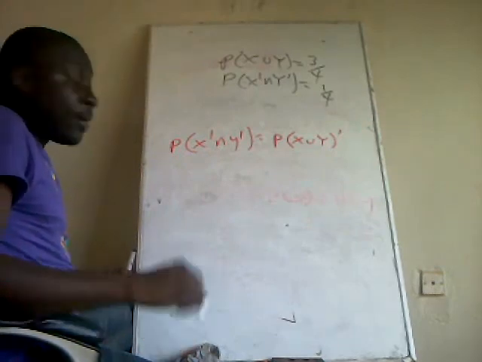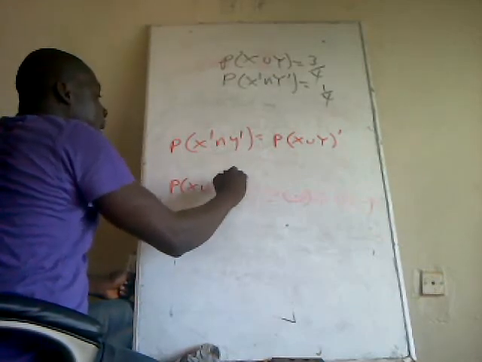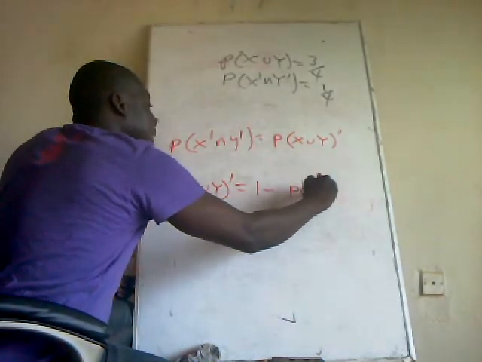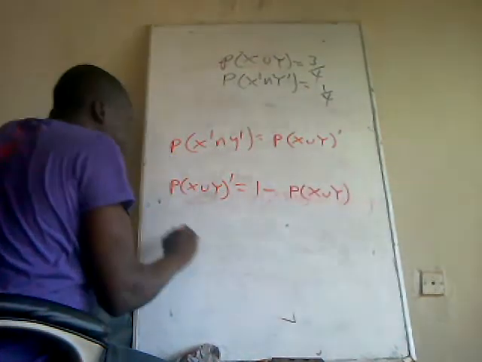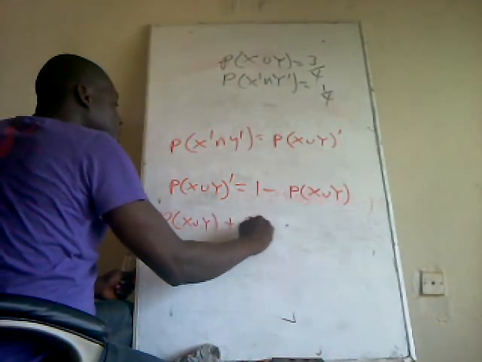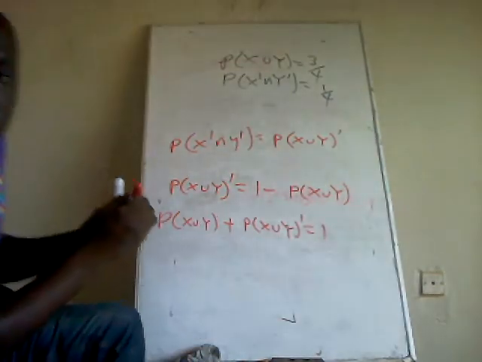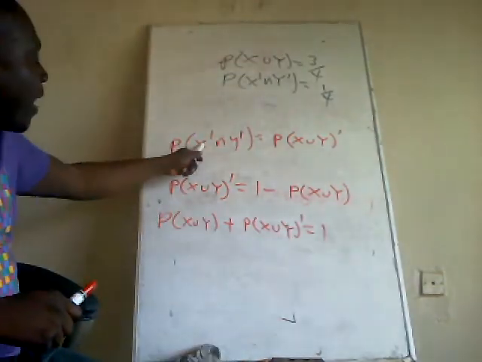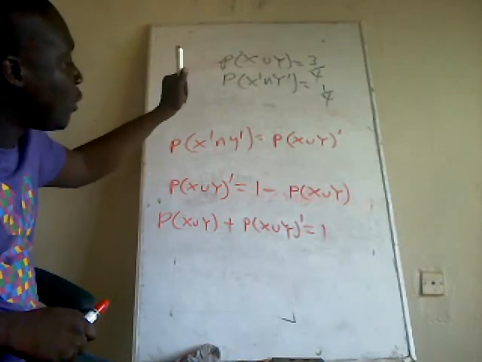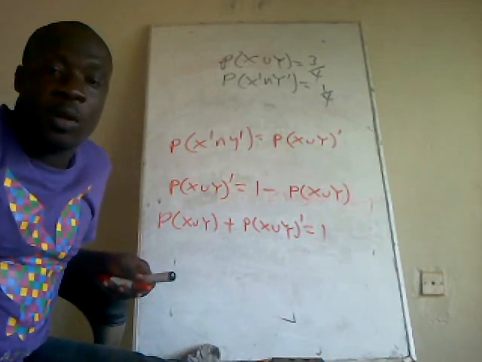You understand? Now, P of X union Y all prime is equal to 1 minus the probability of X union Y, because the probability of X union Y plus the probability of X union Y prime is equal to 1. So anytime you have to find P of X prime intersection Y prime, it's the same as subtracting X union Y from 1. Okay.